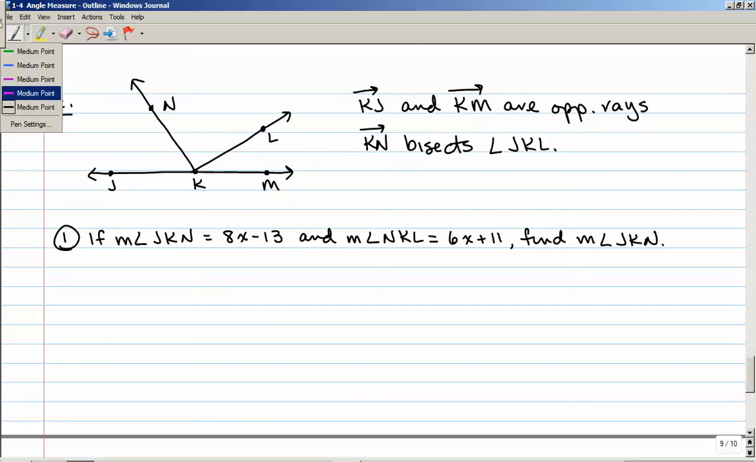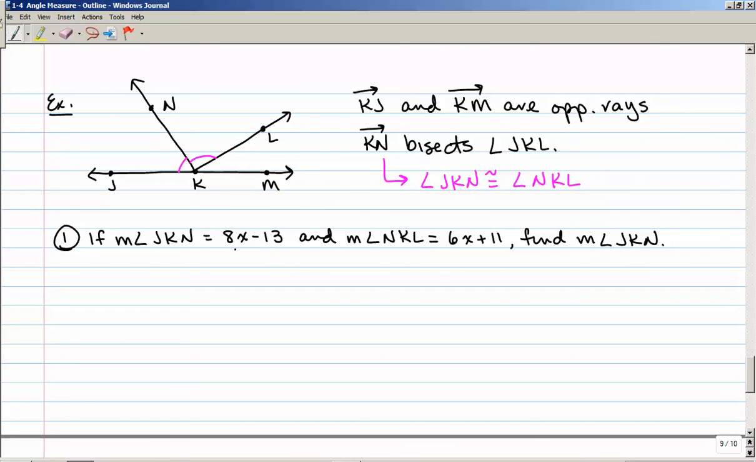So I think I need to mark that. Ray KN bisects angle JKL, so that means that this angle is congruent to this angle. So from this, I know that angle JKN is congruent to angle NKL, because KN is an angle bisector and cuts that angle in half. Okay, now I can go back to my problem.